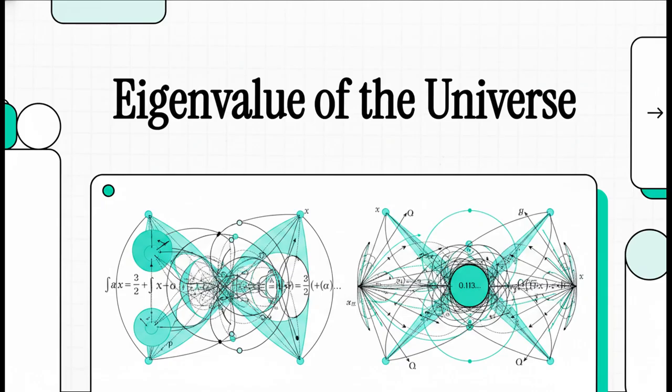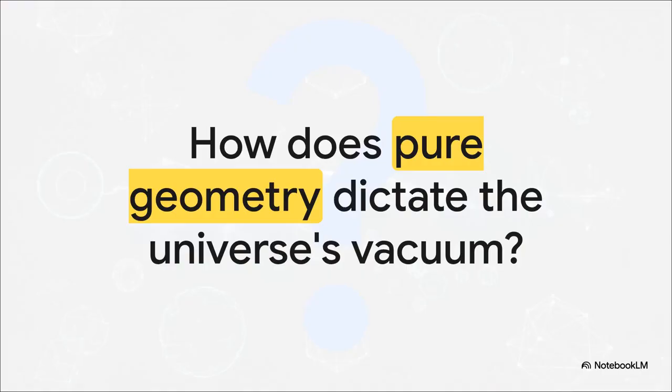This is essentially the lowest natural resonant frequency of the universe's geometric boundary. And we're going to watch as two entirely independent mathematical proofs converge to trap it. Now, it sounds kind of like magic, right? I mean, how does pure geometry dictate the vacuum of the universe?